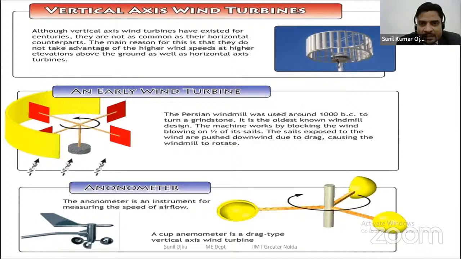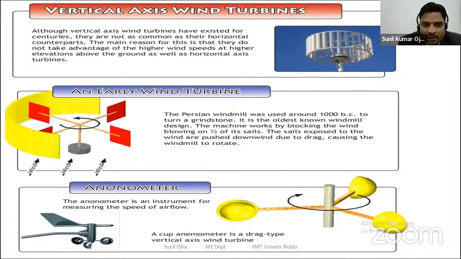Although vertical axis wind turbines have existed for centuries, they are not as common as their horizontal counterparts. The main reason is that they do not take advantage of the higher wind speed at higher elevation above ground level, as the horizontal axis turbine does.